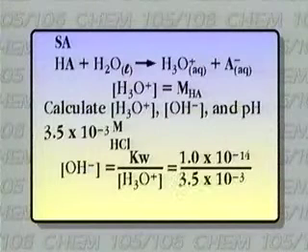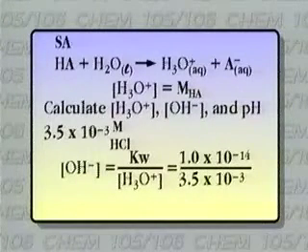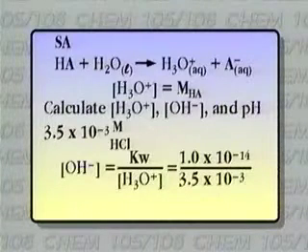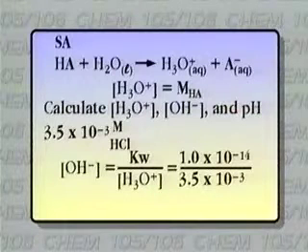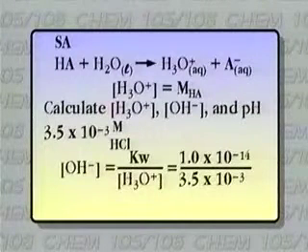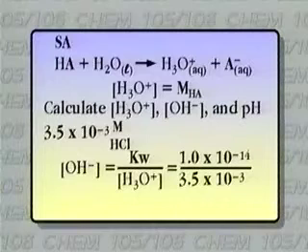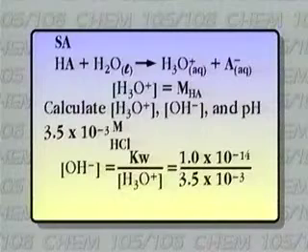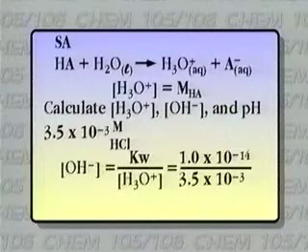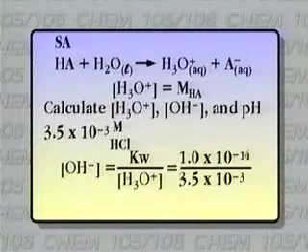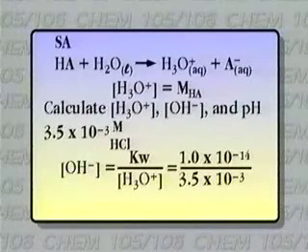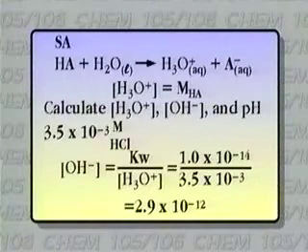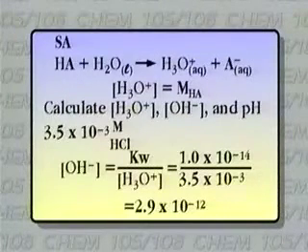We can plug in the two numeric values: 1.0 times 10 to the minus 14 for the top number, and for the bottom number, 3.5 times 10 to the minus 3. If we numerically solve this, we have the hydroxide ion concentration: 1 exponential minus 14 divided by 3.5 exponential minus 3 gives a hydroxide ion concentration of 2.9 times 10 to the negative 12.